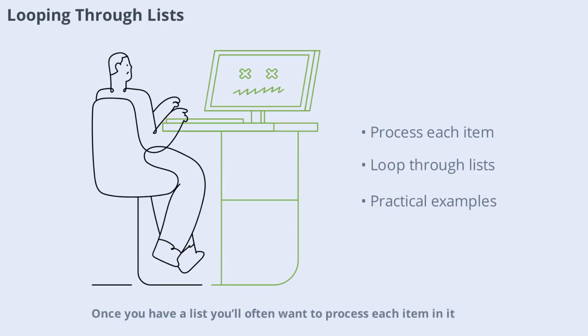Once you have a list, you'll often want to process each item in it. Loops are perfect for this task. For example, you can write a program that prints every item in a shopping list or calculates the total score in a game. In this scene, we'll show you how to loop through lists and perform actions on each element.